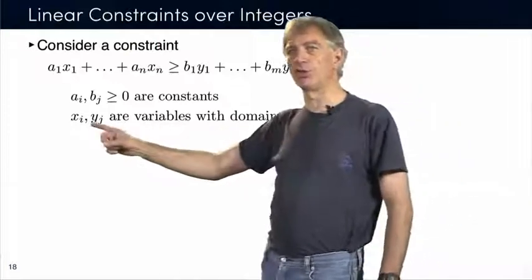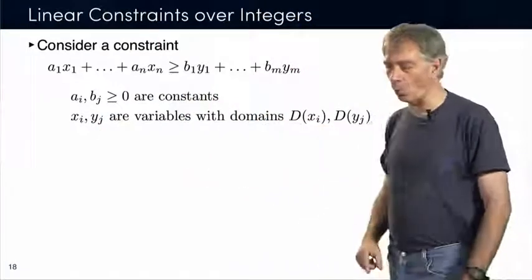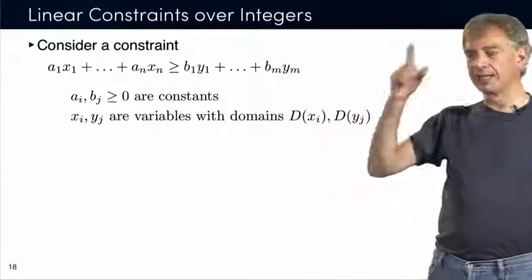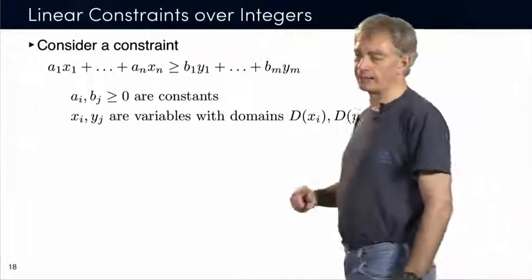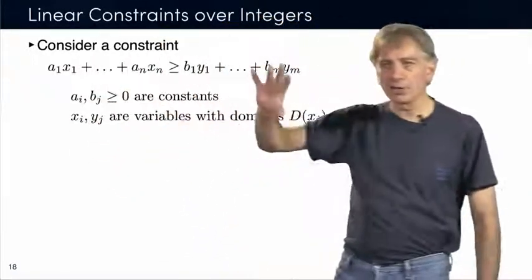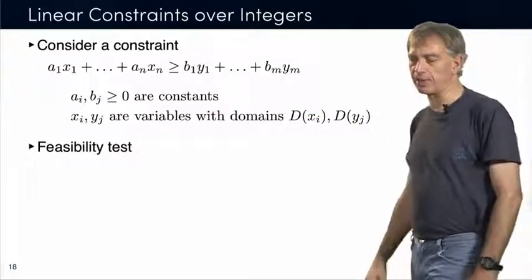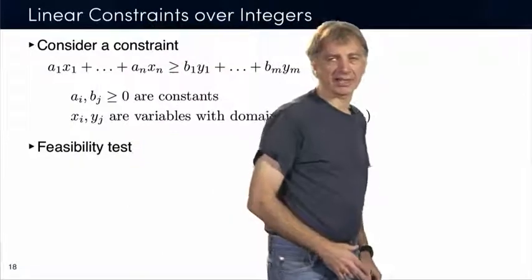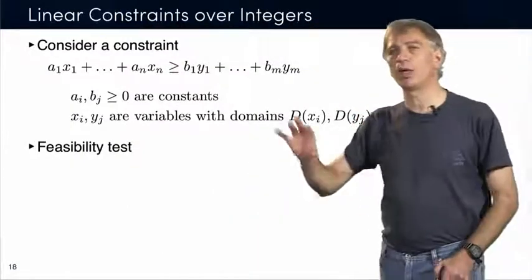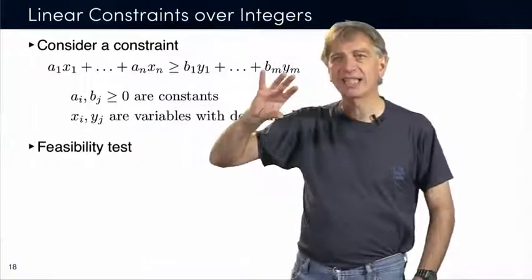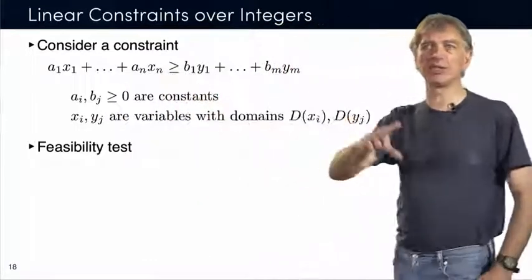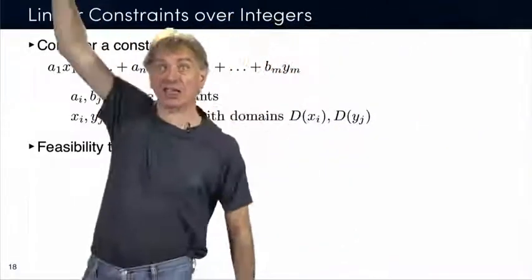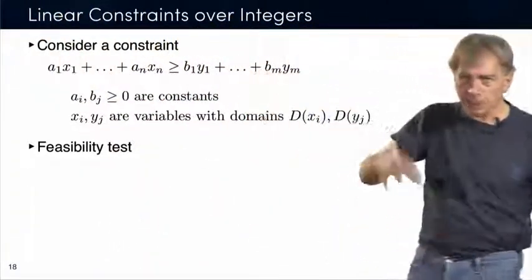I'm going to assume that the domains of x_i and y_j are denoted with the convention that I used last time. So D(x_i) is the domain of x_i, and D(y_j) is the domain of y_j. Now what I have to do is to propagate these constraints using that information. The first thing to do is test if it's feasible, and the feasibility test is going to be very simple. How do I test if this constraint is feasible given these domains for the variables? What I want to do is take the left-hand side and make it as large as possible, and take the right-hand side and make it as small as possible.